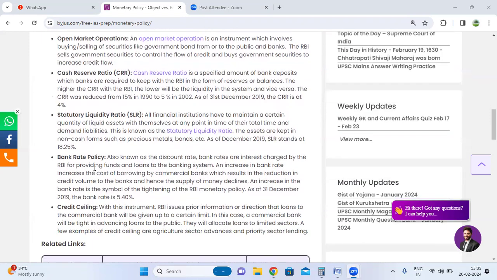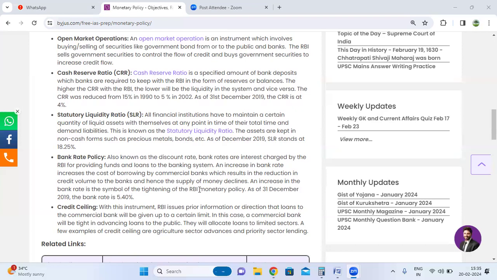Next, the bank rate policy, also known as the discount rate. The bank rate is the interest charged by the RBI for providing funds and loans to the banking system. An increase in the bank rate increases the cost of borrowing for commercial banks, which results in a reduction in the credit volume of the banks. Hence, the supply of money declines.